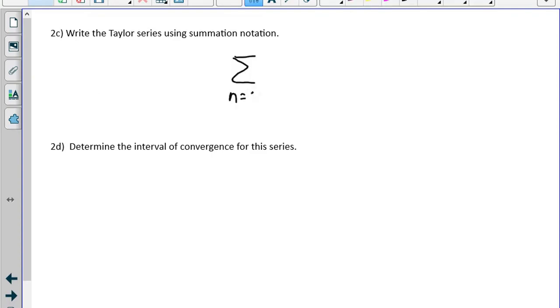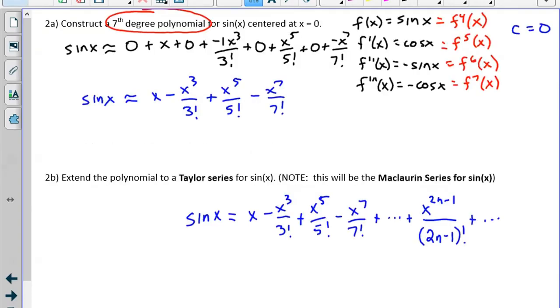Okay, so let's write this using summation notation. So the sum from n equals, let's actually go n equals 1 to infinity. I actually missed something when I was doing the Taylor series here. I need a little alternating term because I have positives and negatives going on. So this is kind of important when I am looking at which n I need to pick. Should I put n or should I put n minus 1?